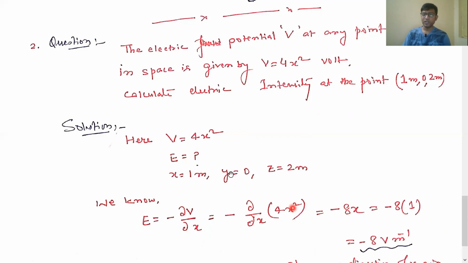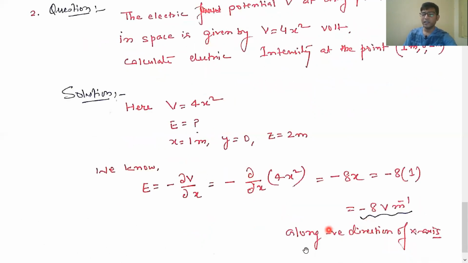First, putting in V is equal to 4x square, we get minus 8x, and then put the value of x here, which is 1 meter. On putting this value, we get minus 8 volt per meter. Here again a negative sign is coming, so we have to mention it: it is along the negative direction of the x-axis.